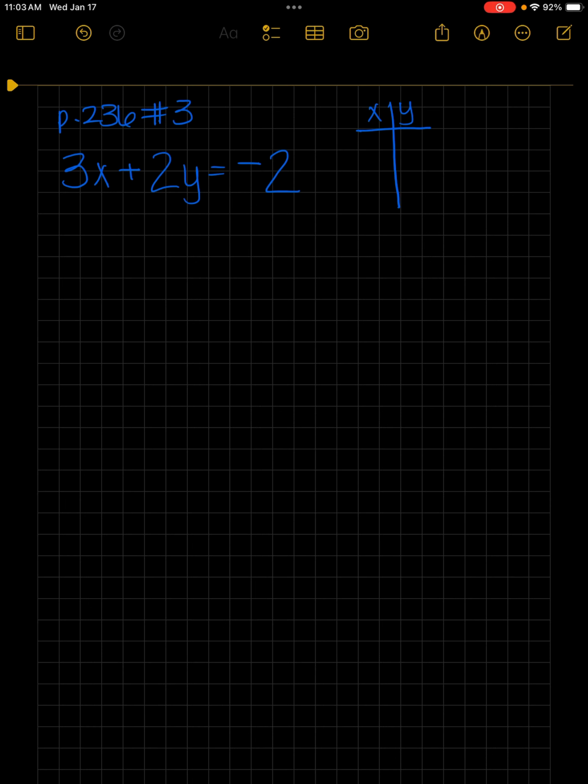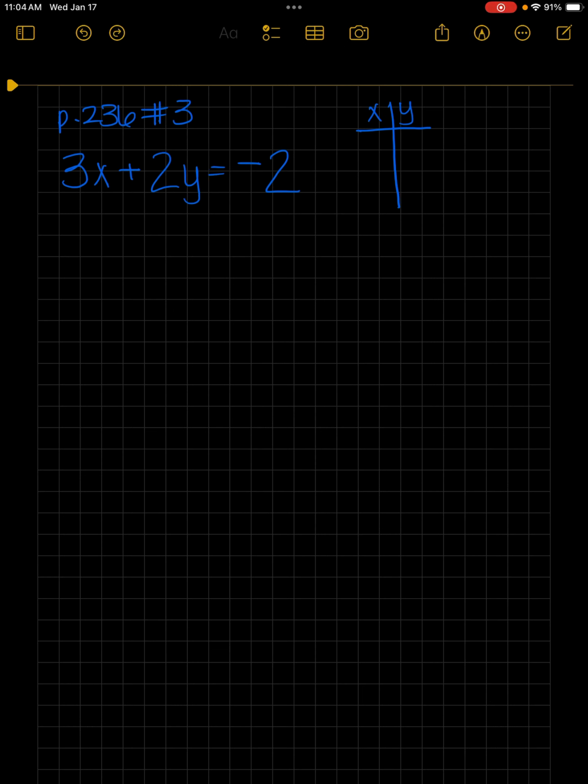There are also some other ways that you could do this than just doing a t-chart, but we're going to start with the t-chart and then I'll show you other ways to do this. Okay, so I want whatever I do here to equal -2.